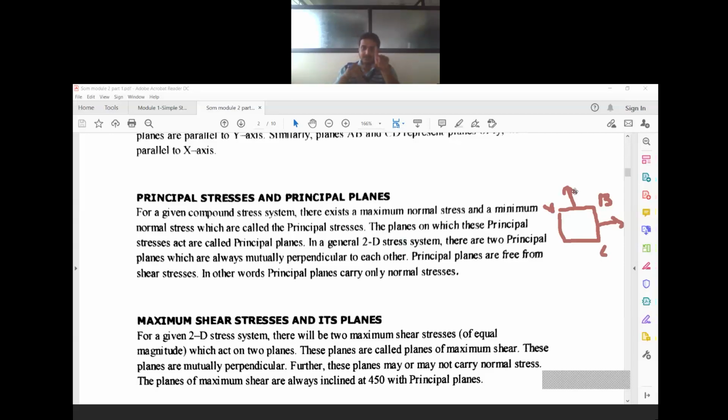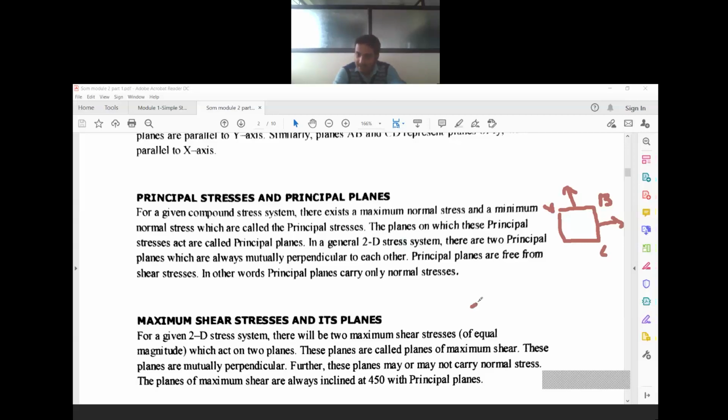So they are mutually perpendicular to each other. The principal planes are always perpendicular to each other. So there will be two principal planes which will always be perpendicular to each other. Perpendicular in the sense, we are not saying x-axis and y-axis, we are saying they are mutually perpendicular.